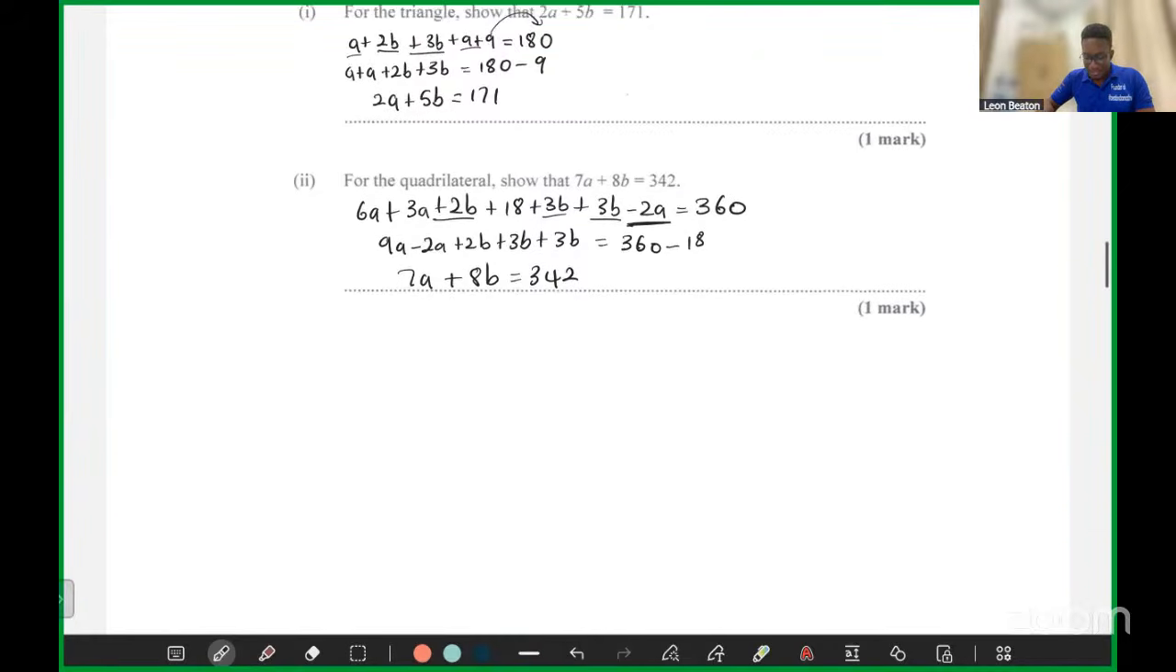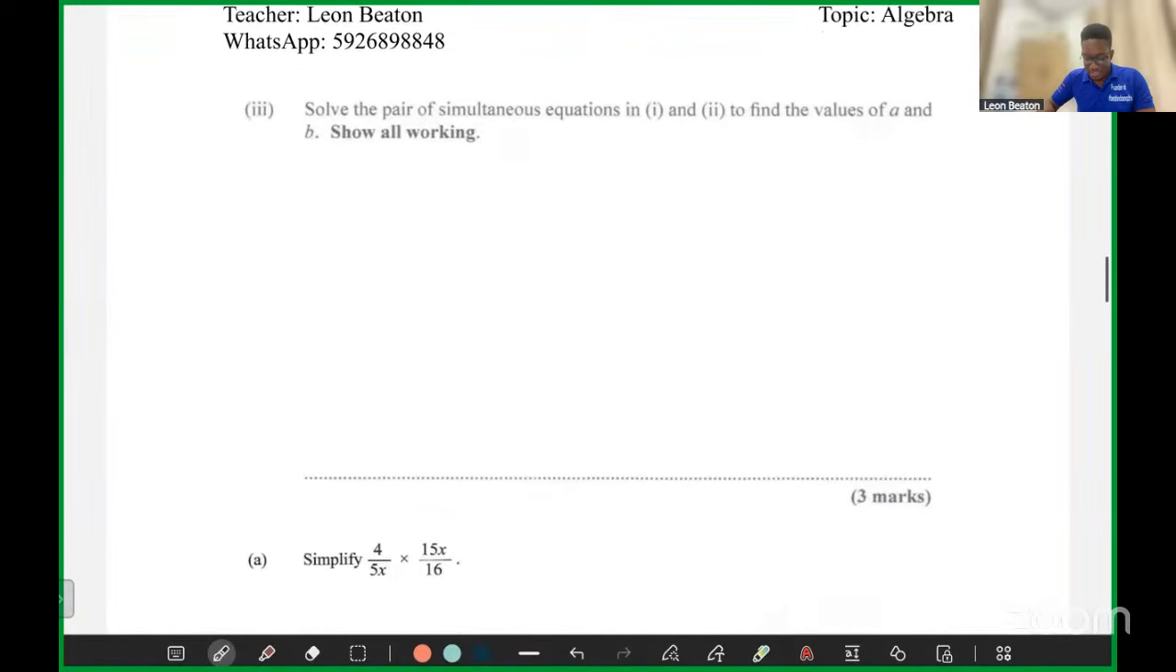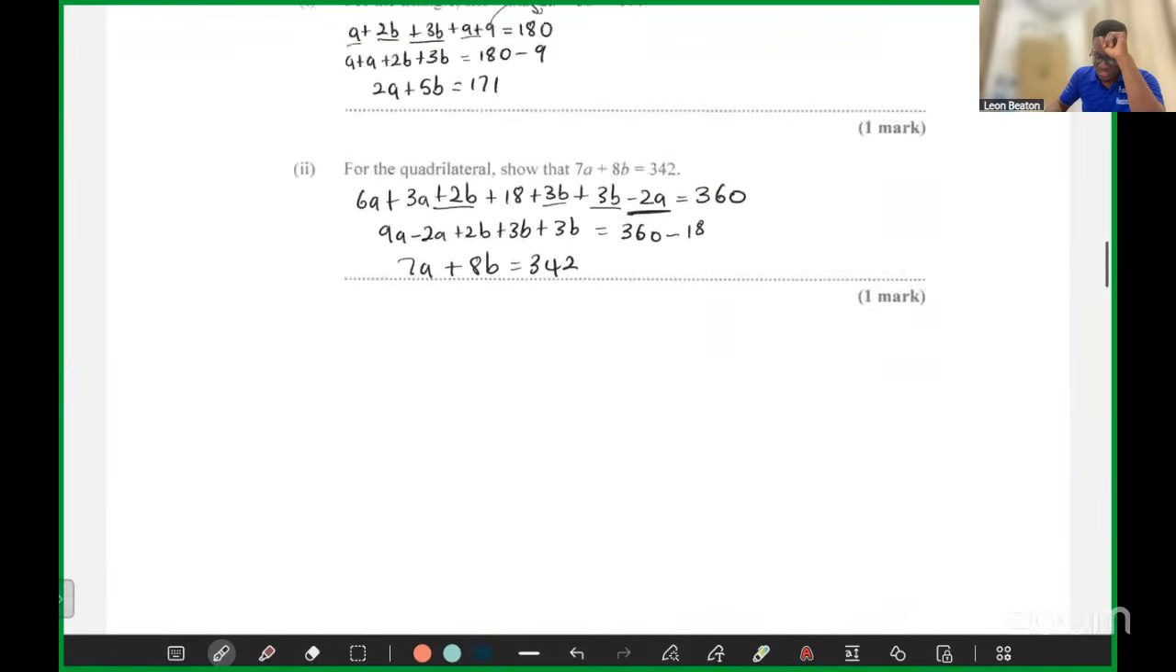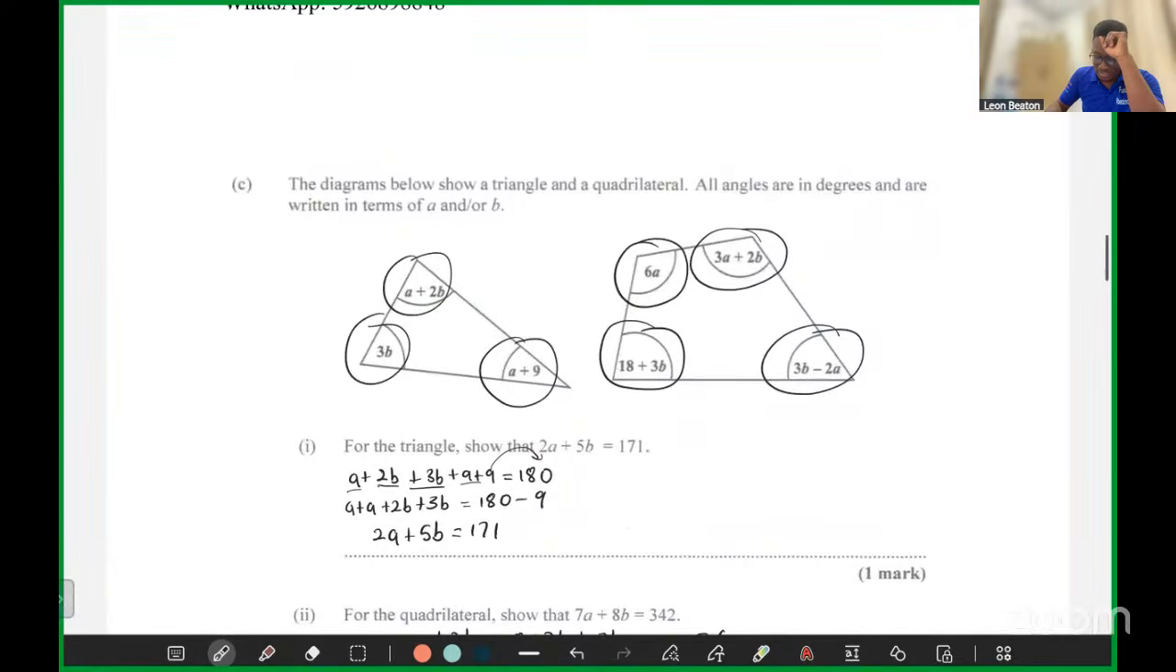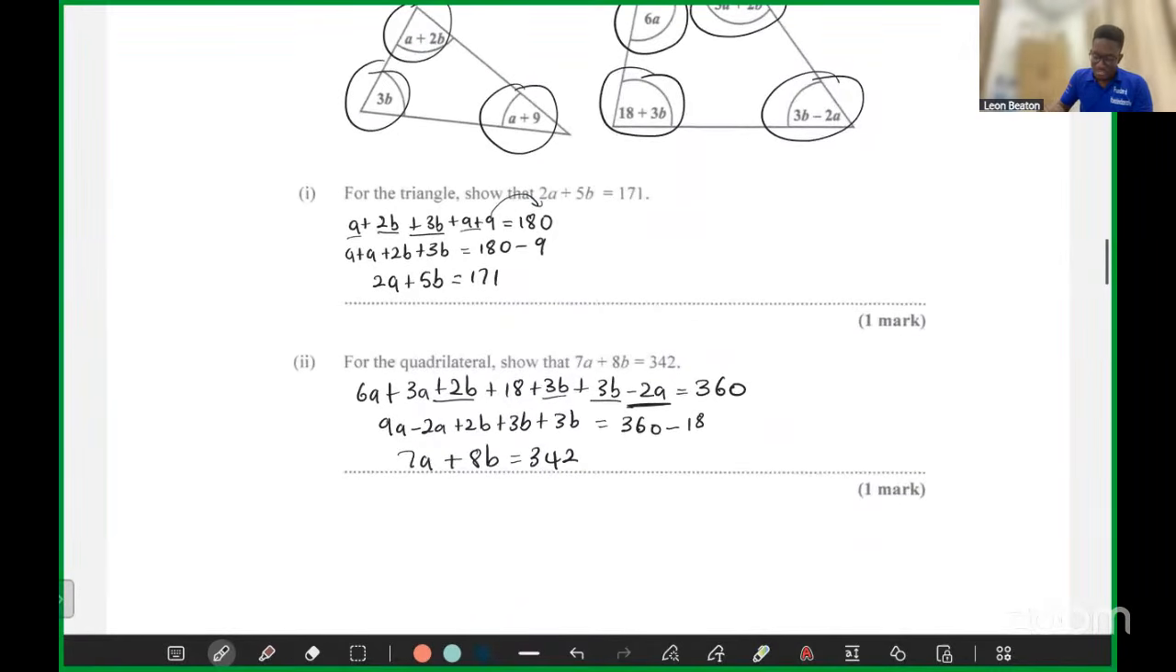So those are some basic stuff. So solve the pair of simultaneous equations in 1 and 2 to find the values of A and B. Did they give us any other thing? What did they tell us? Yeah, so they want us to solve this pair of simultaneous equations.